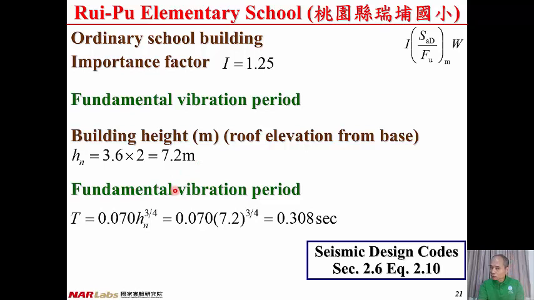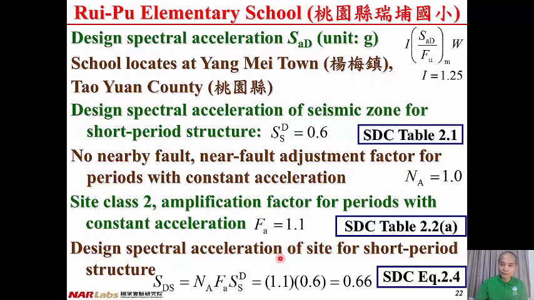And the fundamental vibration period along the corridor, because there are so many openings for the windows and doors, therefore T equals 0.07 Hn to the power 3/4, equals 0.07 times 7.2 to the power 3/4, equals 0.308 second. And this equation is taken from equation 2-10 of the seismic design codes.